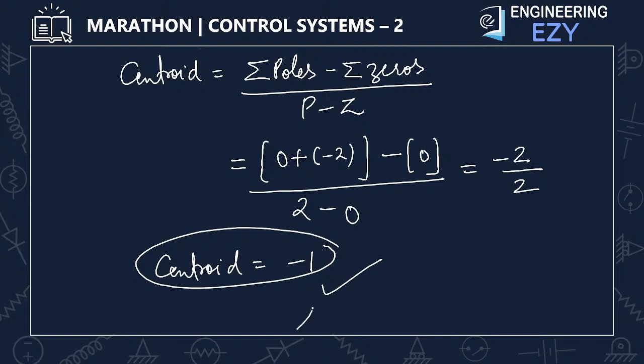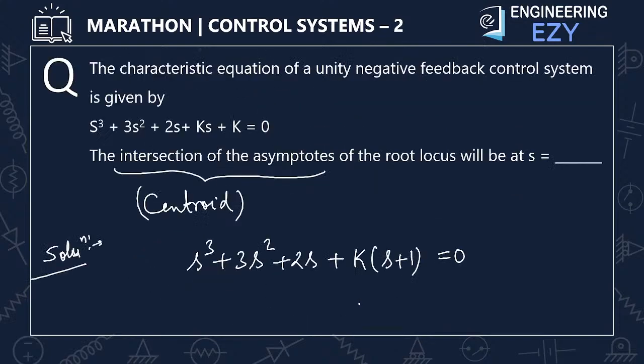So the correct answer of this question is minus 1, because actually the value of s comes out as minus 1 plus j0, but the imaginary part is 0, so we write minus 1. Very good, Tarun, your answer is absolutely correct. So the intersection of asymptotes of the root locus is s is equal to minus 1. Very good, Ashok, absolutely correct, child. Correct answer, Ashok. So centroid is equal to minus 1.